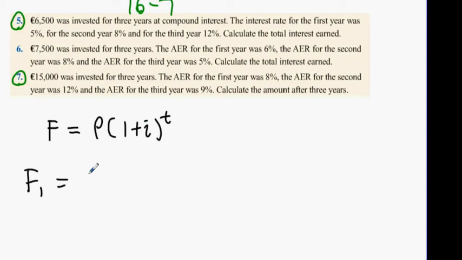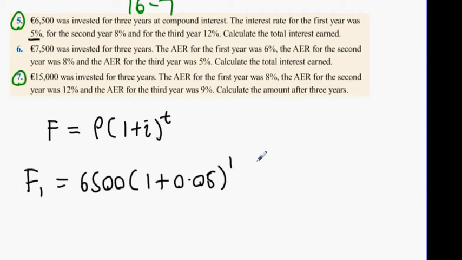Write down F1. Then write down the p-value. What's the p-value? 6,500. 1 plus, what percentage is it for the first year? 5%. So, 0.05. How many years are we doing it for? 1 year at a time. Always to the power 1. What do you get?